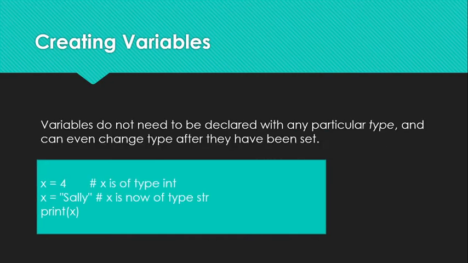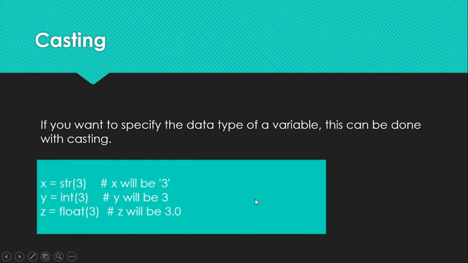Variables do not need to be declared with any particular type and can even change type after they have been set. So as you can see, x is equal to 4, and x is a type of int. Int means integer. Then we change the value to x is equal to Sally. Now, as you can see, here's a comment saying x is now a type of string, or str.